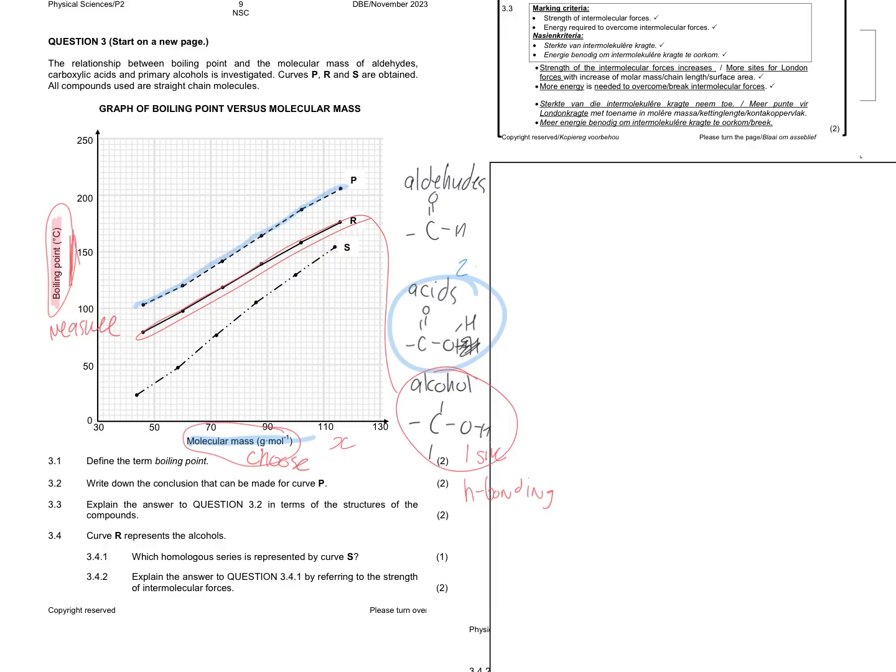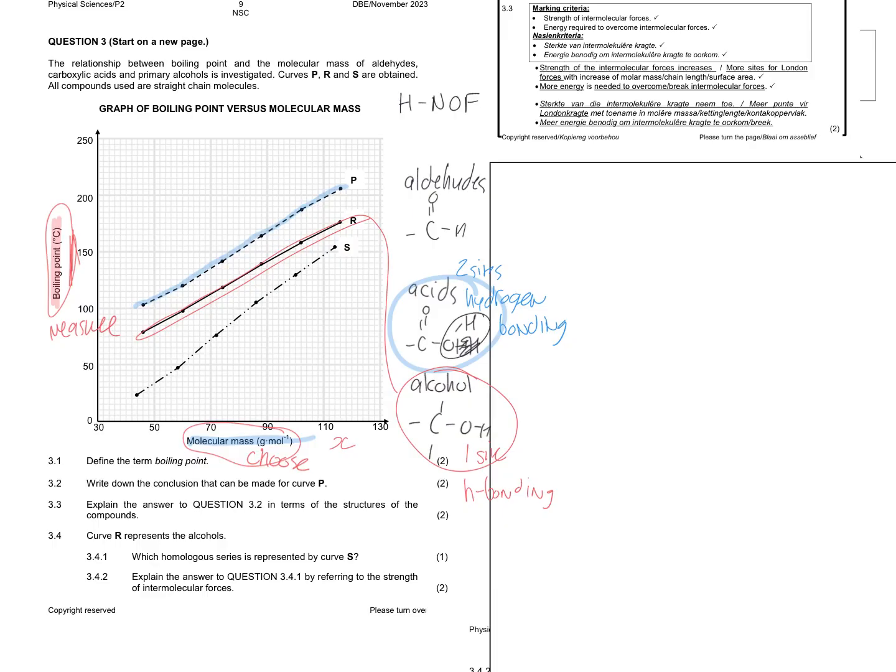Acids have two sites for hydrogen bonding. So if they're more or less the same sized molecule, acids will have double the number of sites for hydrogen bonding as alcohols will. So you could almost say that the strength would be double. Aldehydes do not have hydrogen bonding. Hydrogen bonding only happens when you have an H bonded to a nitrogen, an oxygen, or a fluorine. I just call it HNOF with my classes.